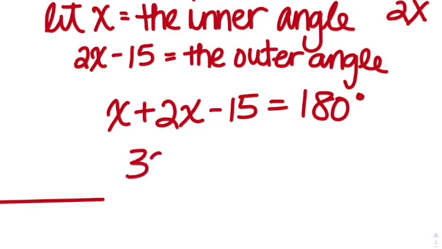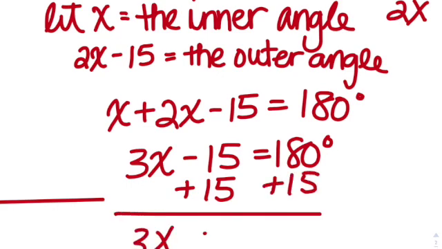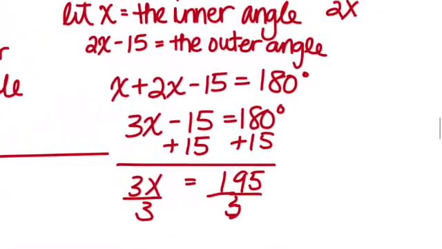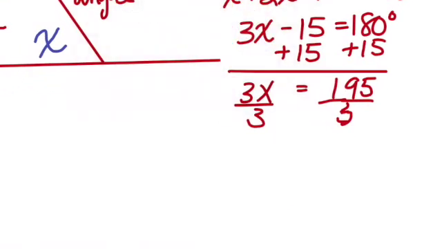They're going to give you 3x minus 15 equals 180 degrees. And then you're going to add 15 on both sides. You are going to have 3x equals 195. And divide by 3, divide by 3. You are going to have x equals... x is going to equal 65.